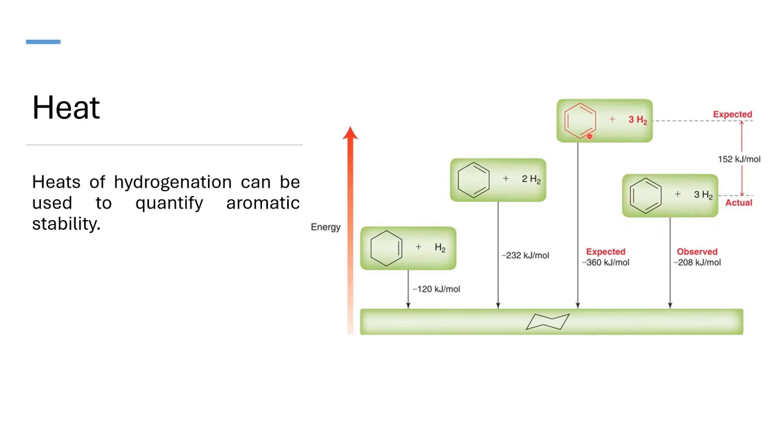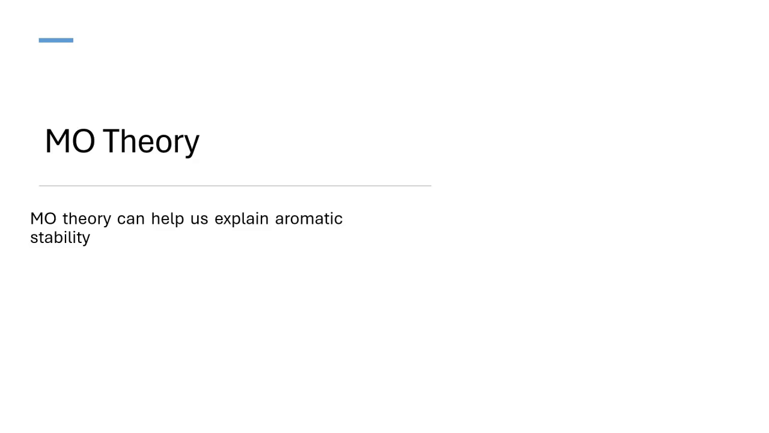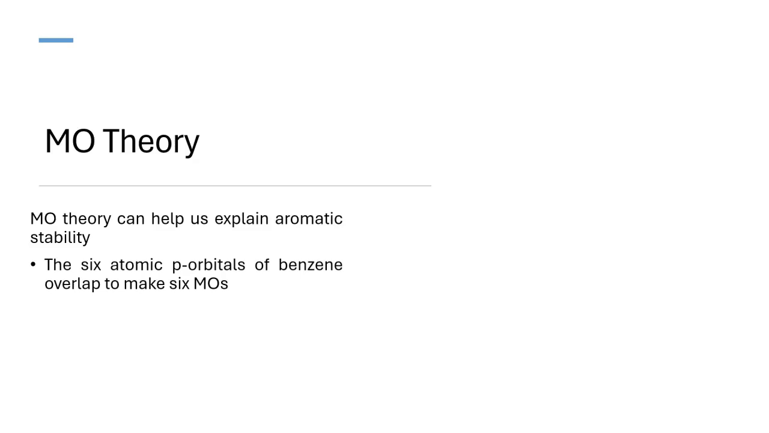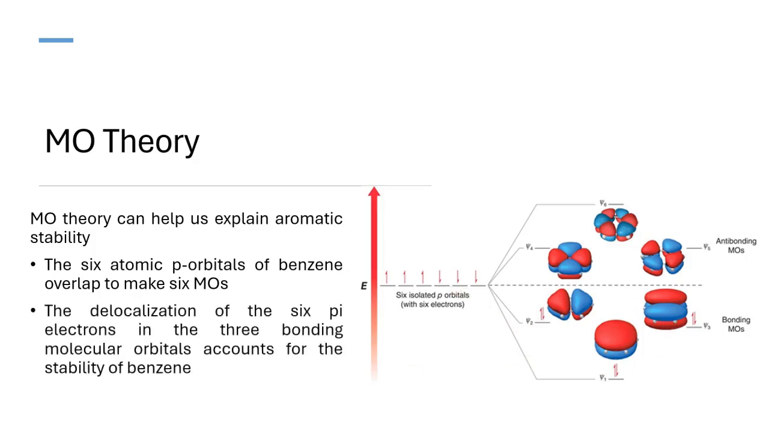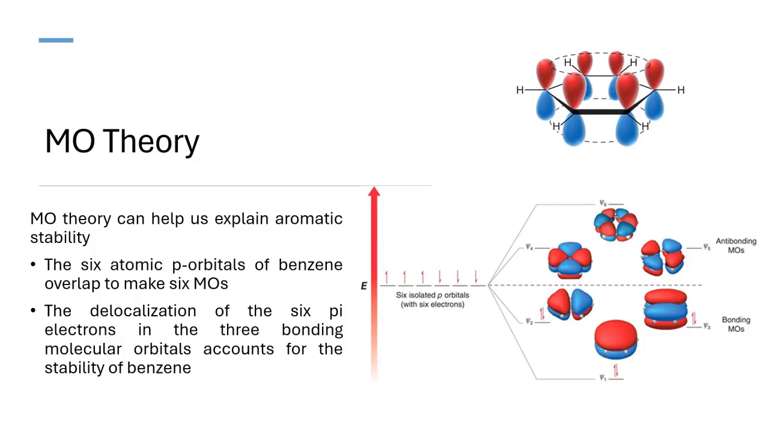MO theory can help us explain aromatic stability. The 6 atomic p orbitals of benzene overlap to make 6 MOs. The 6 MOs exist as 3 bonding and 3 antibonding. In the ground state, all 6 pi electrons go into the bonding MOs. The delocalization of the 6 pi electrons in the 3 bonding molecular orbitals accounts for the benzene stability. They are delocalized and all of the p orbitals overlap.